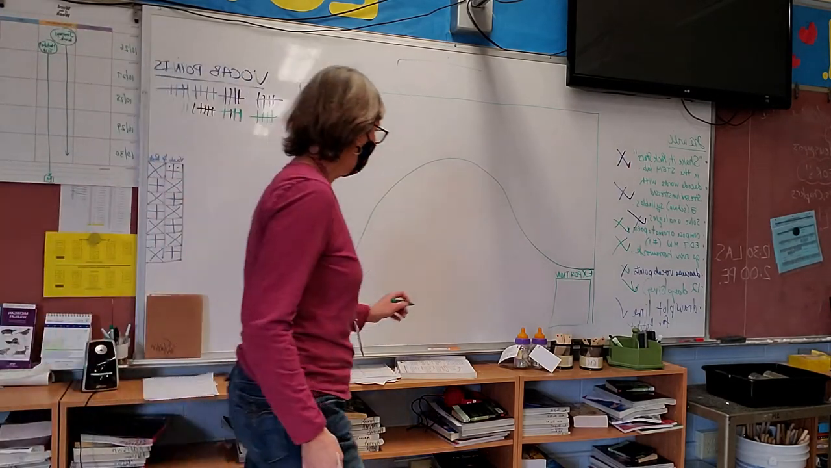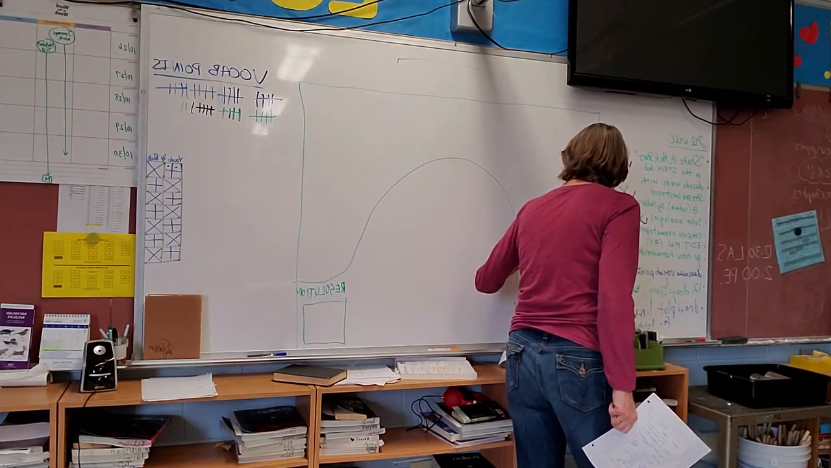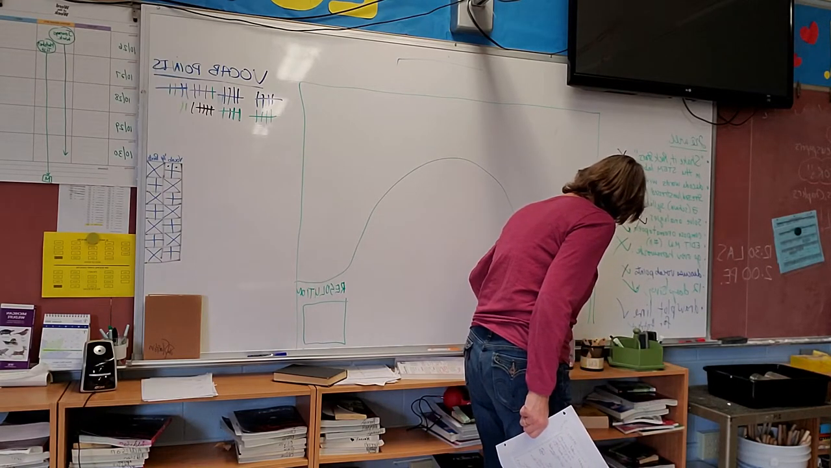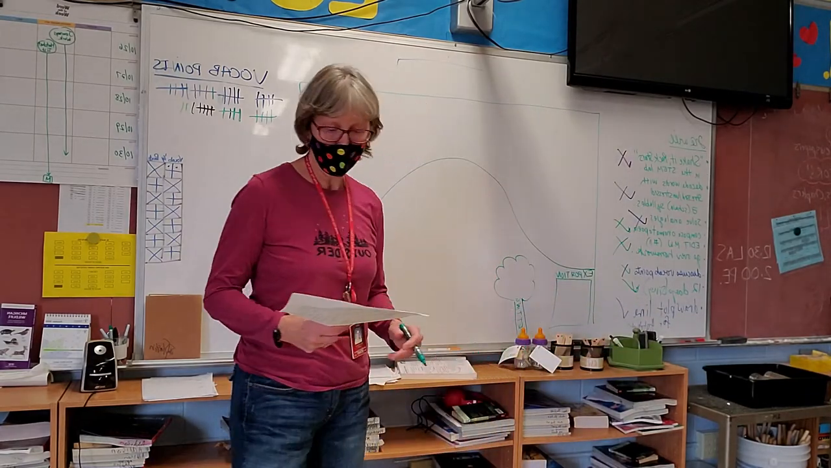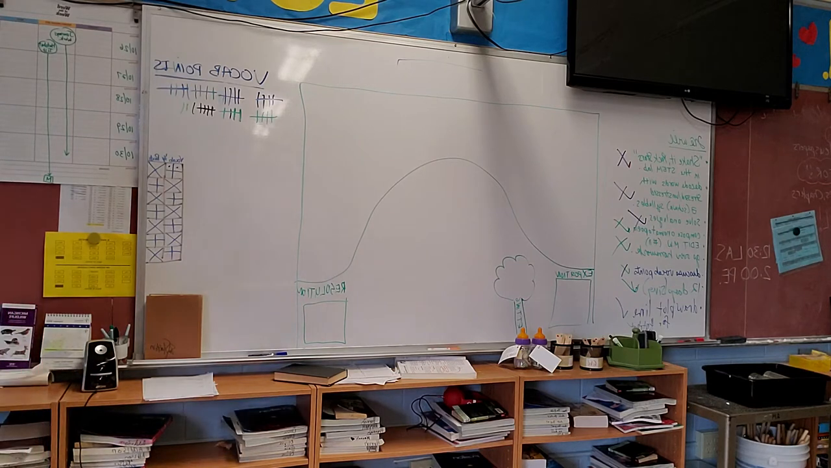Next to exposition, we're going to draw a tree, and make sure you have enough space in your tree to write something. So put a tree like that, and in the trunk of your tree, please write the word setting. I suppose you can move it over a little bit. Setting goes in the tree. We'll fill them in later.